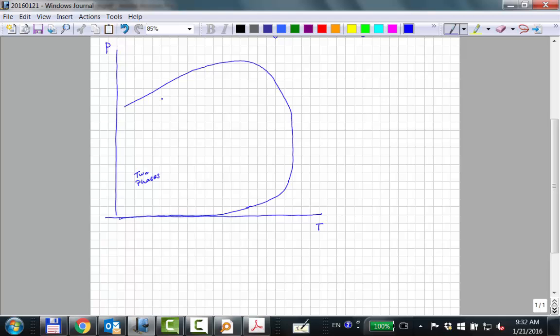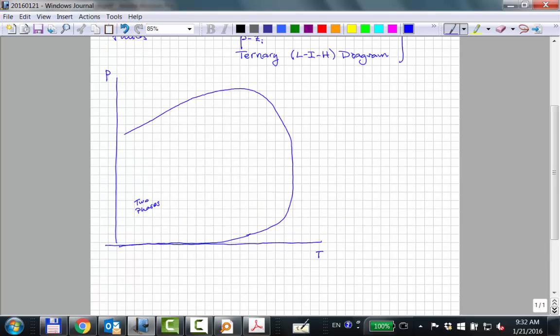So we also consider the line itself part of the two-phase region, even though the second phase is epsilon. All right? Outside that, it's single phase. Everywhere outside it, it's single phase. Out here. Okay?